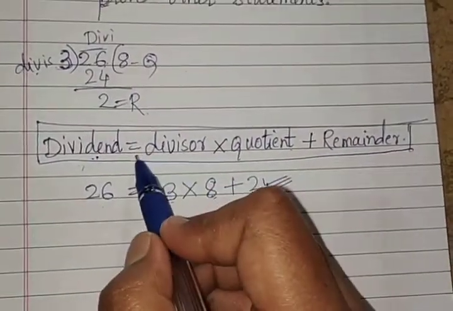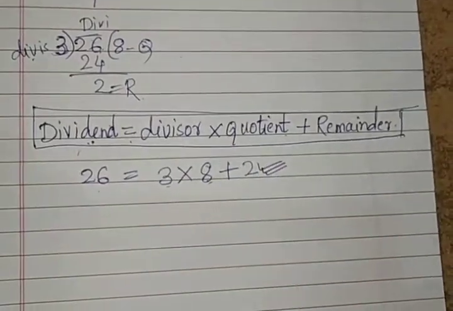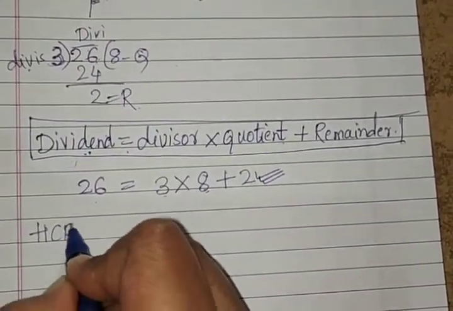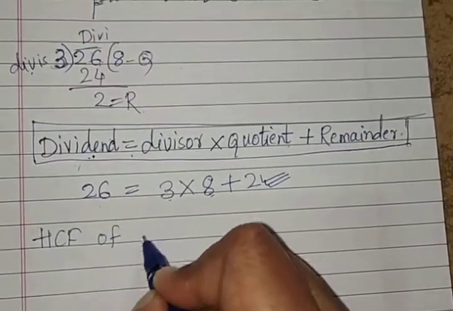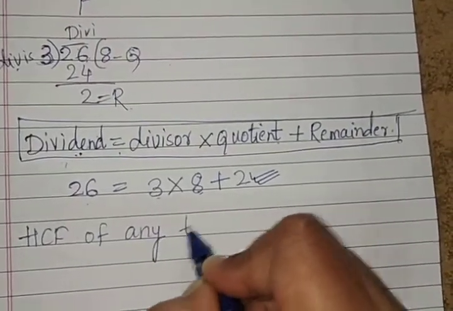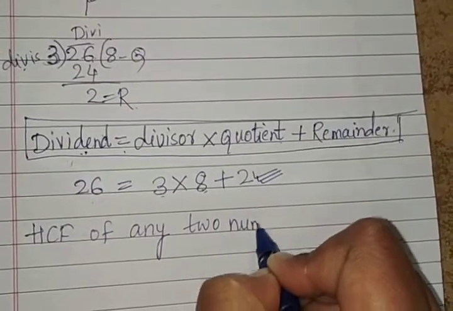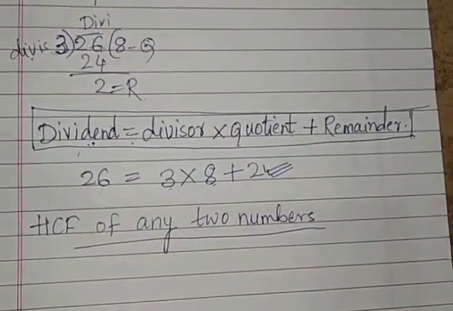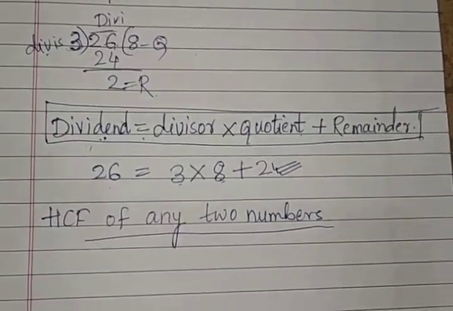This is what you are going to learn in this chapter in the beginning, by using which you are going to find the HCF of any two numbers. We are finding the HCF of any two numbers using the lemma. For that method I will be uploading another video.